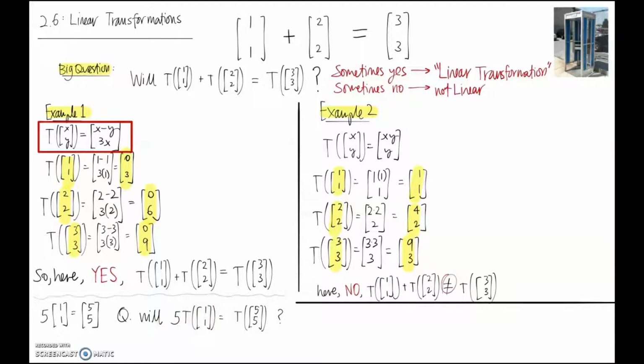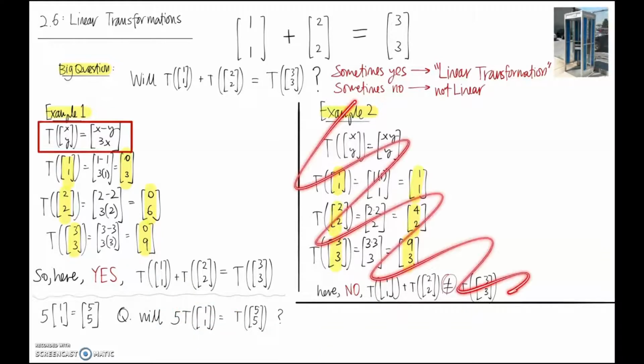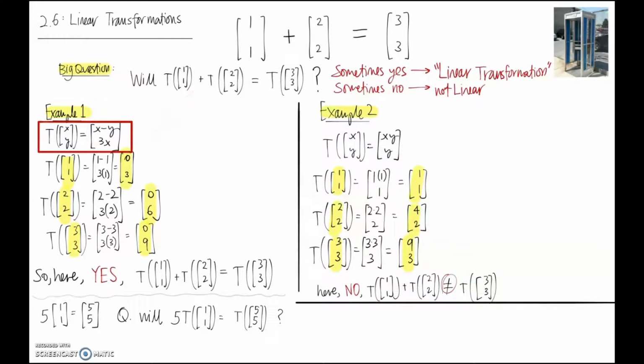Up here, with this transformation, we were able to add them before the transformation or add them after the transformation, and it would still sum to that vector 3, 3 or the transformed vector 3, 3. And so this question is asking, can scalars move in and out of the transformation and still keep the equality? Well, we know this guy's out of the game. He couldn't even do the sum part. But let's check out this guy and see if, at least in this case, that holds true.